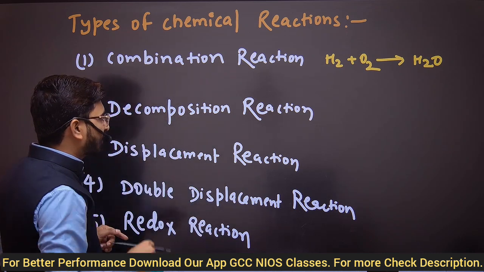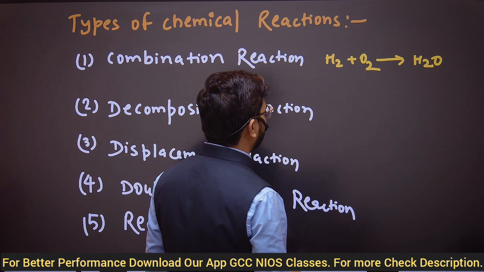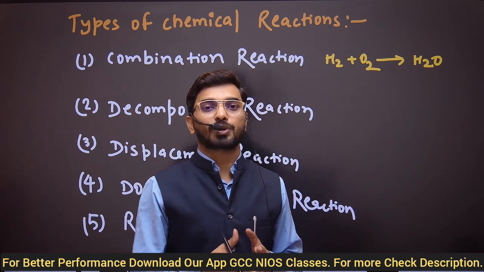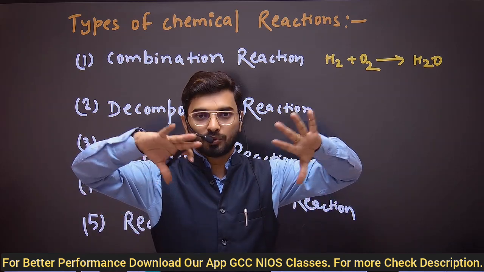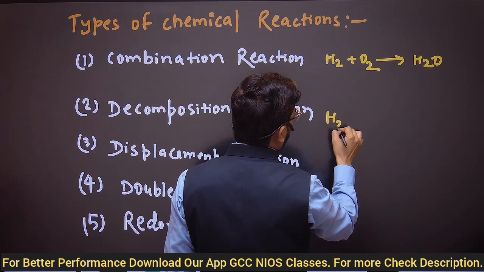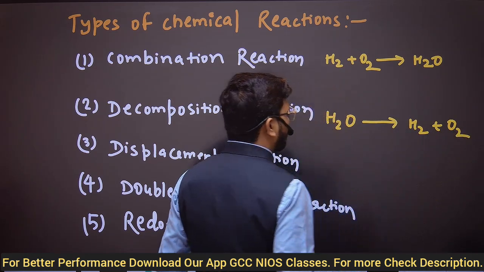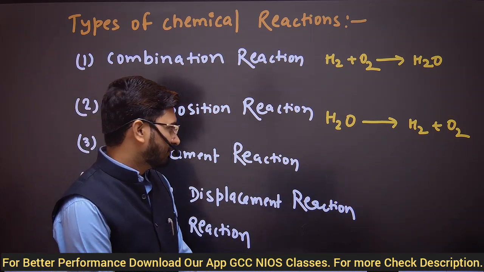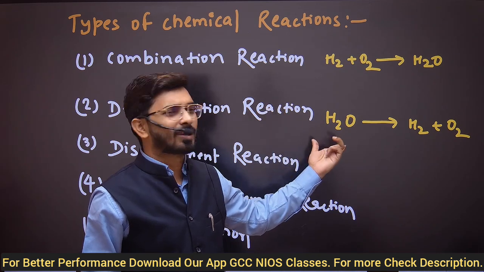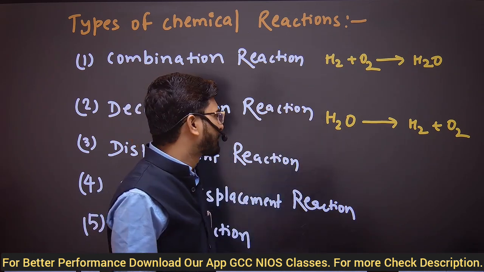And the decomposition reaction is the reverse, opposite of a combination reaction: a single reactant decomposes into two or more products. Let's reverse this equation. H2O decomposes into H2 plus O2. For decomposition, we can use electricity, light, sunlight, heat. There are so many things that we can use to split it, right?